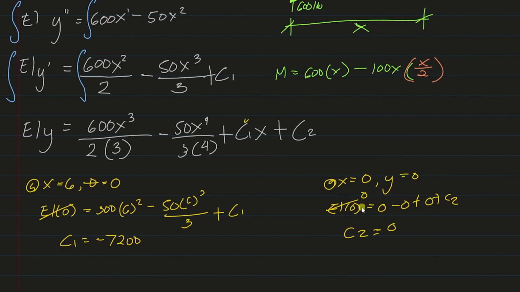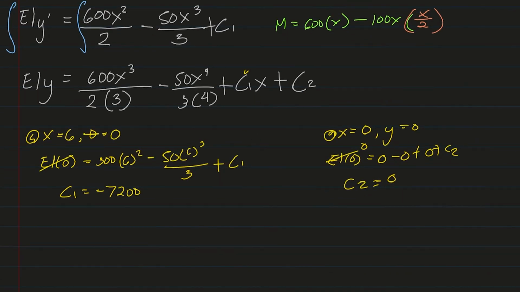Okay. Now, we can now simplify our deflection equation. Y is equal to, simplify natin, 600 divided by 6 is 100x cube minus 50 divided by 12 is 25 over 12 divided by 2, 6. Tama. X to the 4th power plus, ang C1 natin is negative pala, sorry. Negative 7,200x plus C2 which is 0. Over EI.